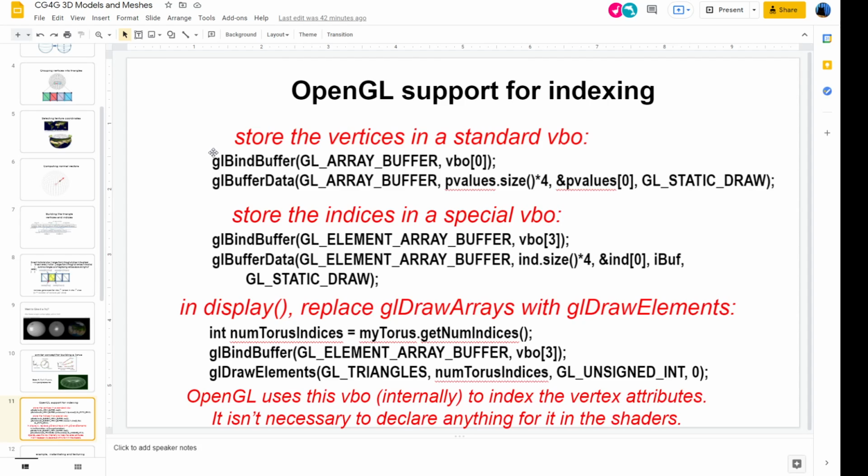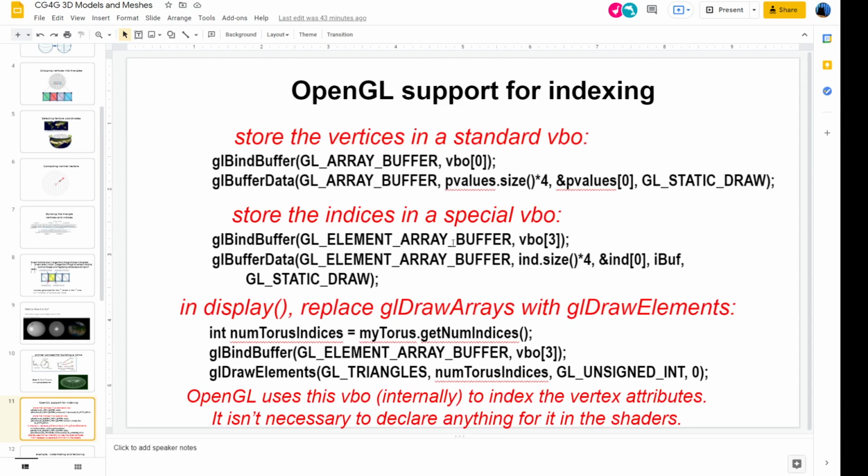You have your vertices in a standard VBO, a GL array buffer. You have your indices in a GL element array buffer, which is a different type of buffer, right? So you're always going to have at least 2 VBOs if you're using indexed drawing. One, if you're not using this, if you're just using GL draw triangles or draw arrays. But if you're using GL draw elements, you're going to have at least 2 VBOs, one which has the vertex attributes, and the other which has the indices.